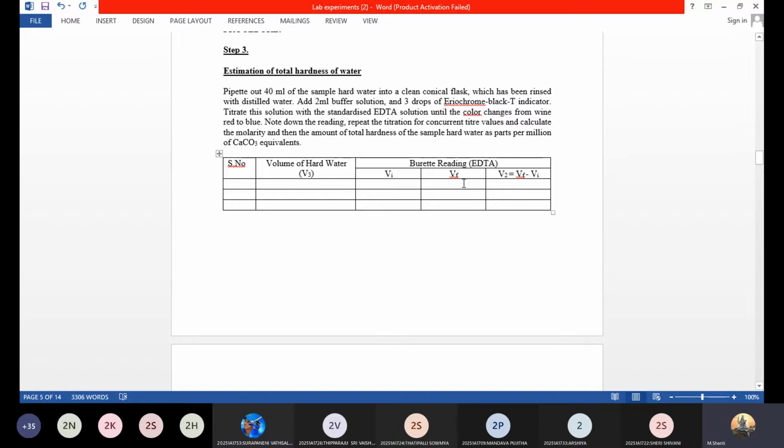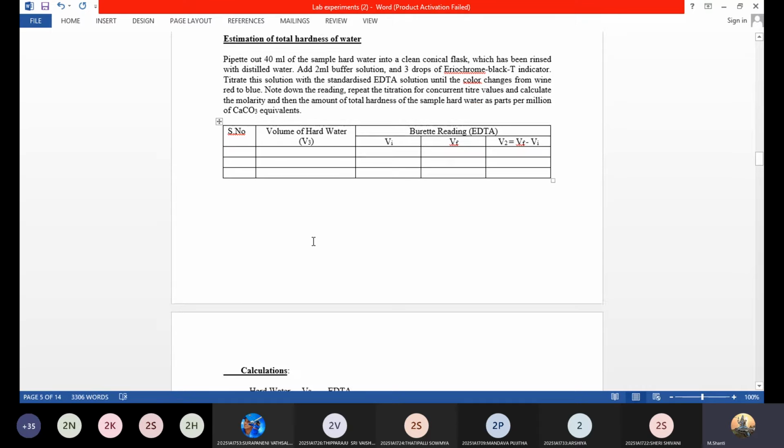Then you can note down the endpoint here, V final. Now V2 will be the difference of V final and V initial. So that value you are going to note down here. Likewise, similarly, copy the second titration, the titer value also. So do the titration first, then substitute in the given tablet column.